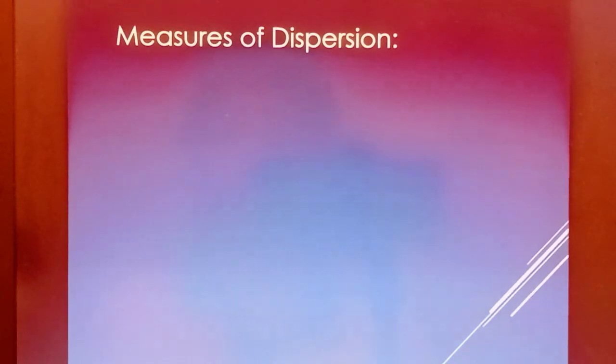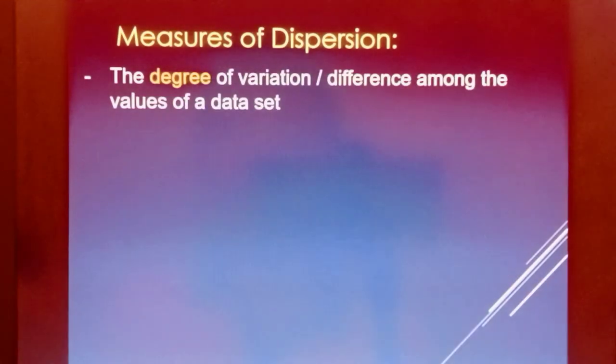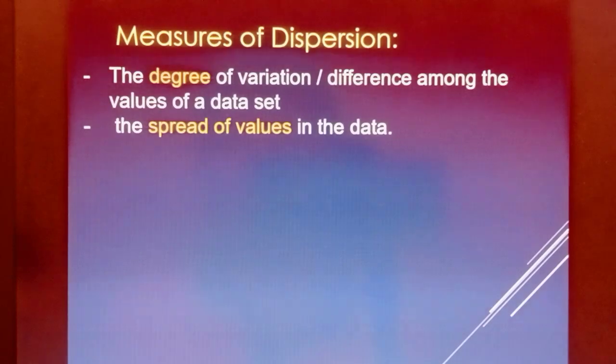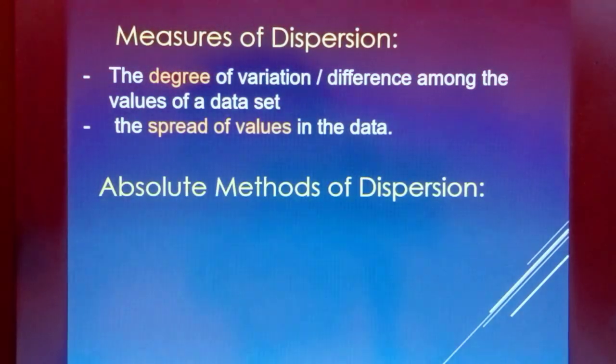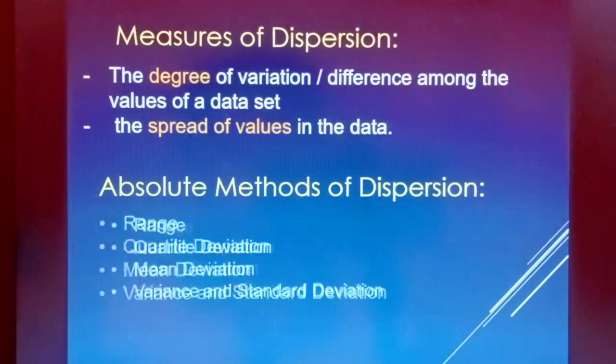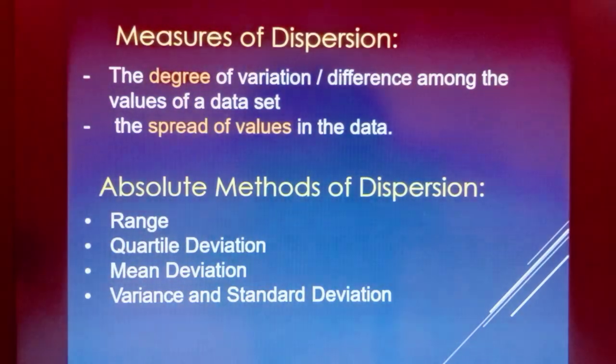So, measures of dispersion, it is the degree of variation or difference among the values of a data set. So it is the spread of values in the data. So absolute methods of dispersion are as follows. One is the range, another is the quartile deviation. Meron tayong mean deviation, and variance and standard deviation.